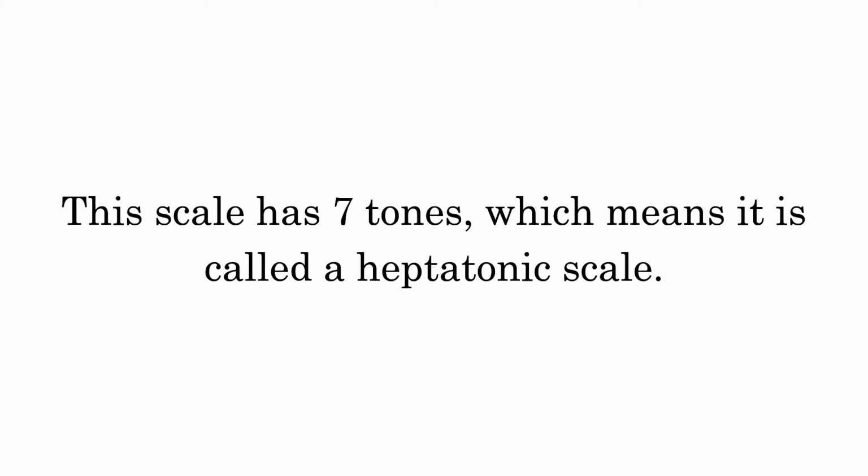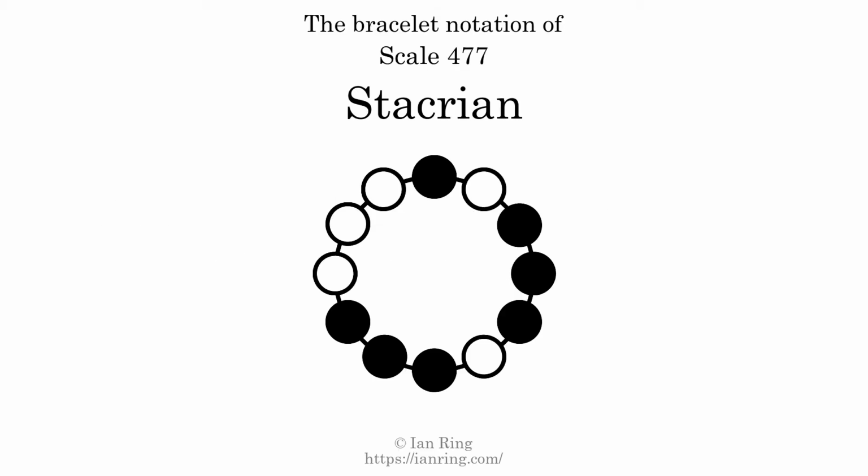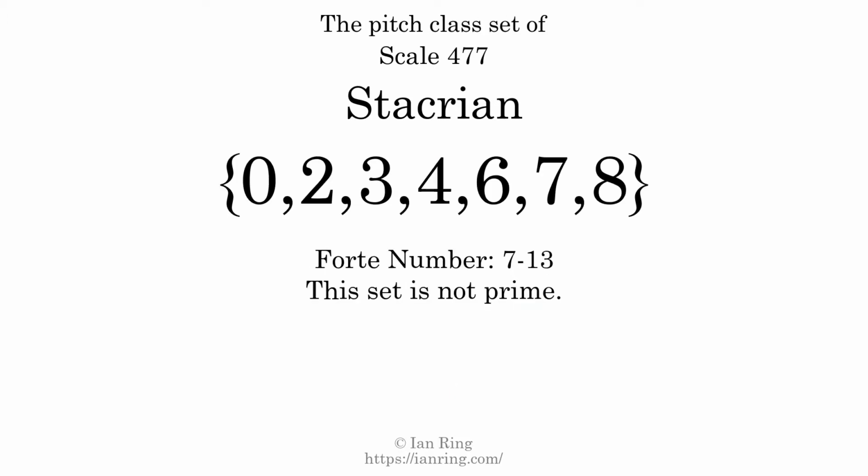This scale has 7 tones, which means it is called a heptatonic scale. This is a bracelet notation diagram of scale 477. The shaded circles represent tones that appear in the scale, and they are read clockwise, starting at the top. The pitch class set for this scale is 0, 2, 3, 4, 6, 7, 8.